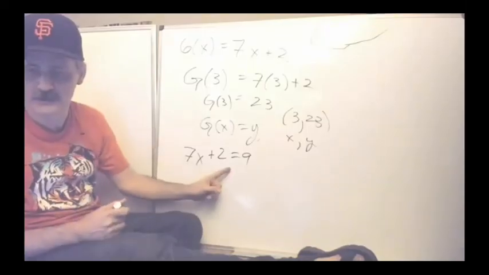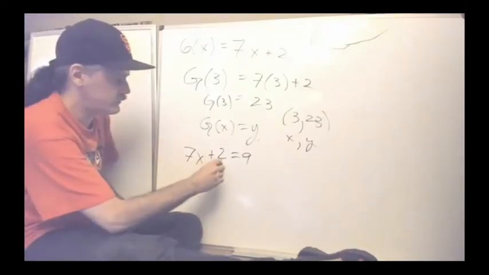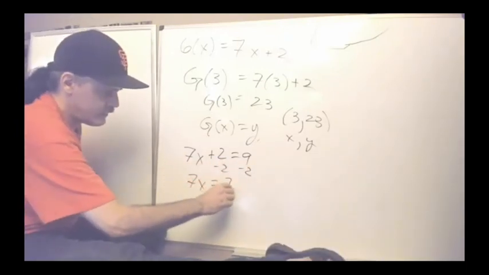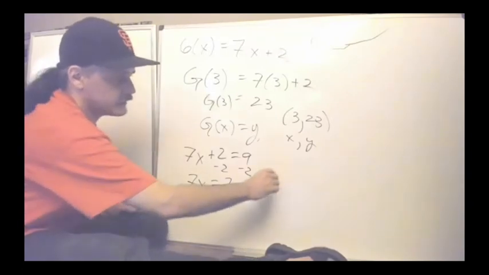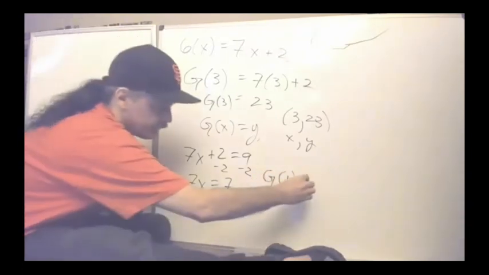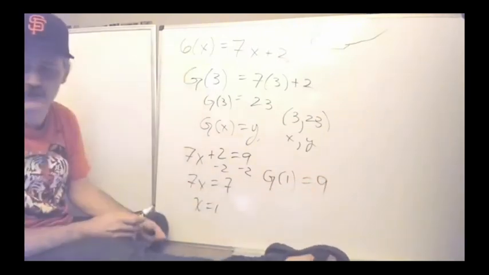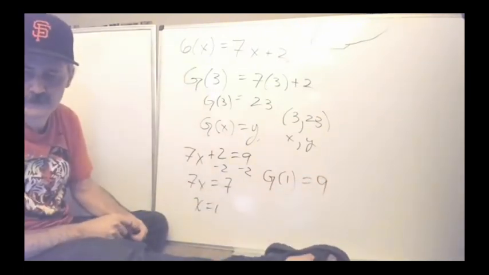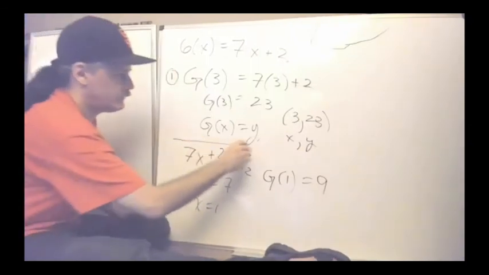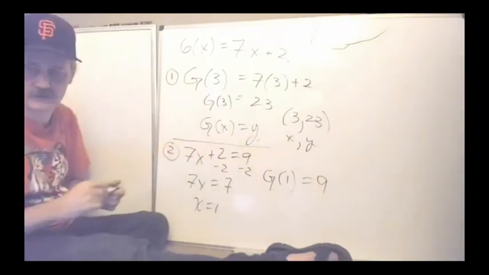So that means you're doing this. And then when you solve this equation, you get 1. Okay, so in the g function, we had to use an x of 1 to get the result of 9 from the rule. So this was what we did for number 1, and this is what we did for number 2.